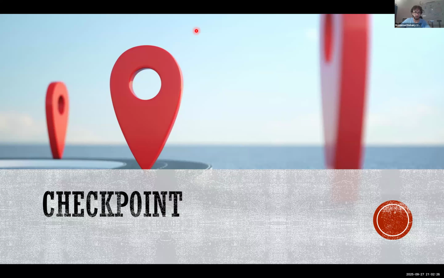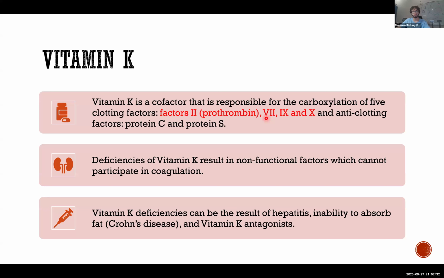Is this carboxylation so that the positive calcium can bind to them? That's one of the things. Yes, it's one of the things that we need carboxylation for. But generally speaking, no carboxylation means factor 2, 7, 9, 10 will be inactive. Okay?